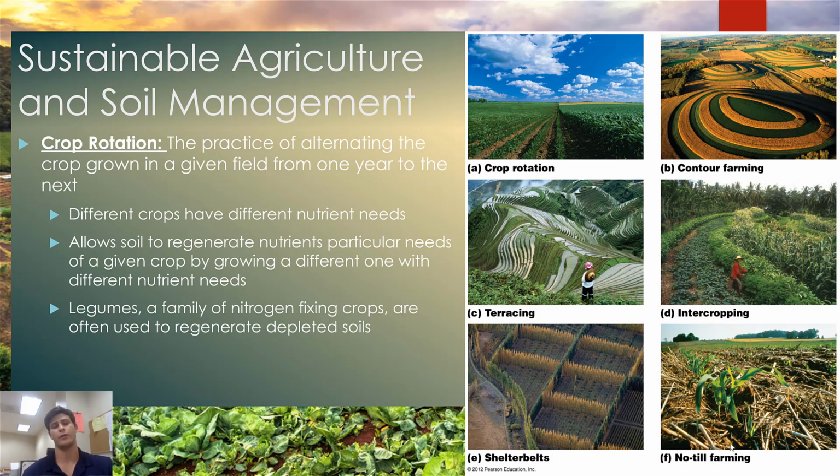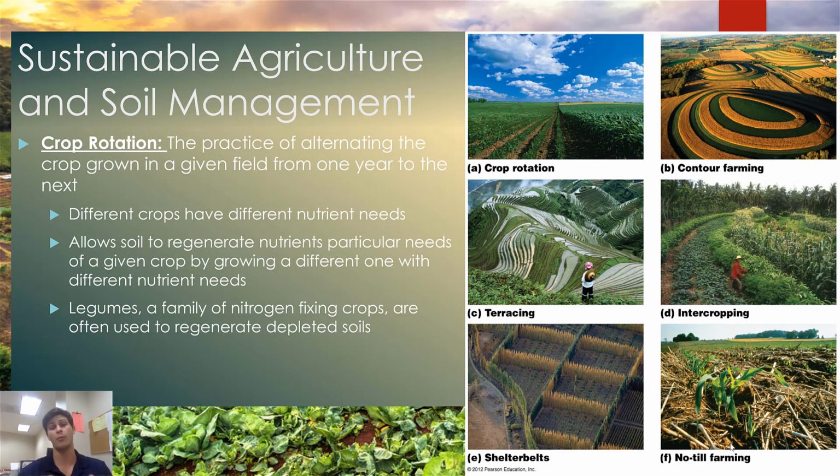Now, the first sustainable agriculture practice that we're going to talk about is crop rotation. That's basically the practice of alternating the crops that you plant on a given field from year to year. And basically the philosophy goes like this: different crops take up different nutrients in different quantities in a given field because different crops have different nutrient needs based on how they evolved. So if you plant different crops in the same field year after year, it gives that soil time to regenerate the nutrients that any one specific crop needs in a given year.